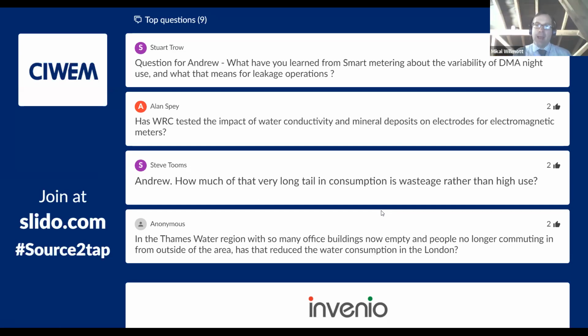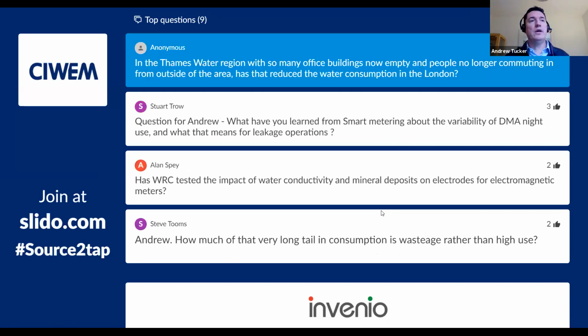Okay, brilliant. And also, since COVID-19 and lots of offices are not being used now in London, have we seen consumption in London fall? So rather than the term consumption, I would say distribution input. So the total amount of water that's been put into that network that covers London, since COVID, is lower than what you would normally see. So you've got a high proportion of businesses. An element of those have stopped operating. Some of them are in lockdown or reduced operation.